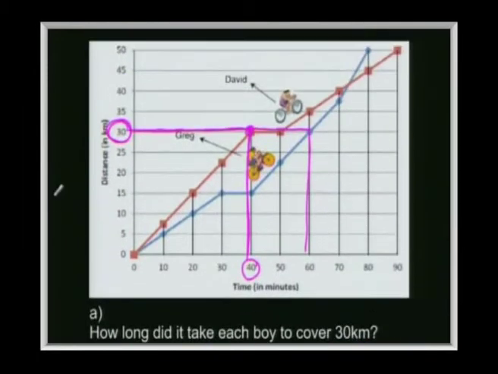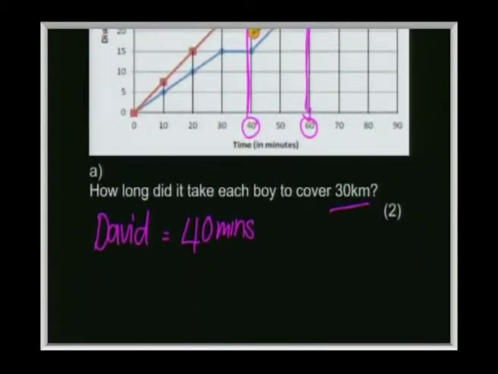Now let's have a look at Greg. Greg took a little bit longer to do his 30 kilometers, and we draw a line all the way across until we reach Greg's graph, and as soon as we reach Greg's graph, drop a line down and have a look at the reading. It is 60 minutes, so Greg took 60 minutes to complete 30 kilometers. Are we all clear on that? Remember, don't get confused with your axes.